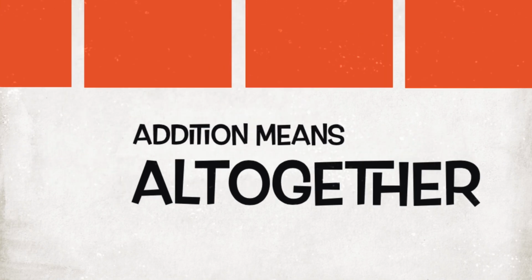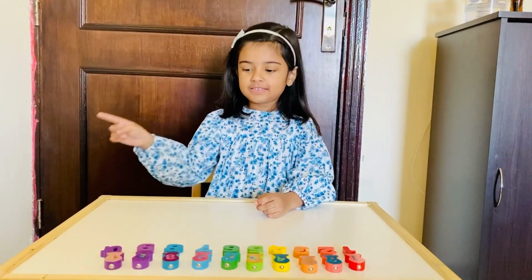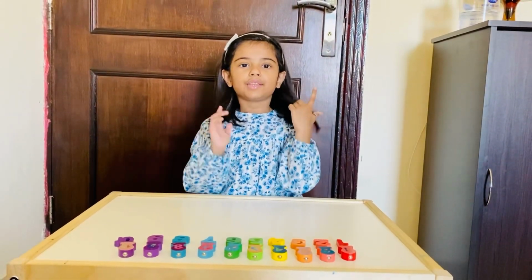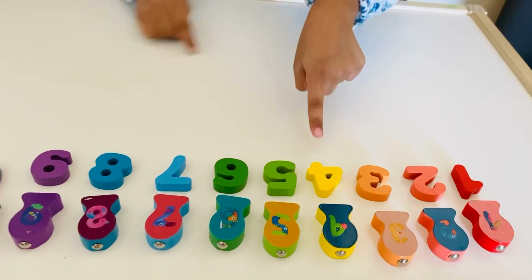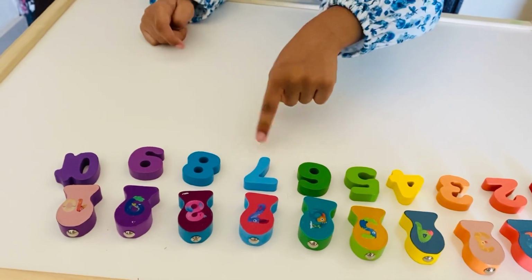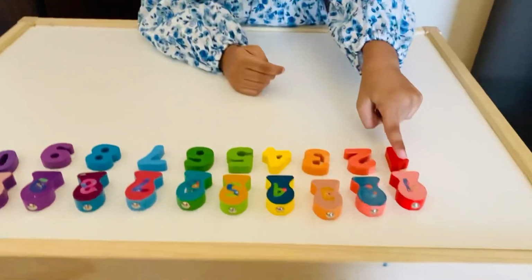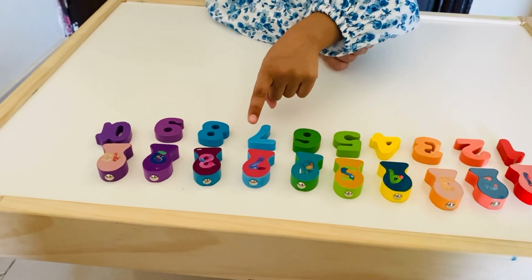Today we will do addition. I have made this number line with plots and fish. Let's count the number first, the plots. 1, 2, 3, 4, 5, 6, 7, 8, 9, and 10. Now let's do the fish. 1, 2, 3, 4, 5, 6, 7, 8, 9, and 10.